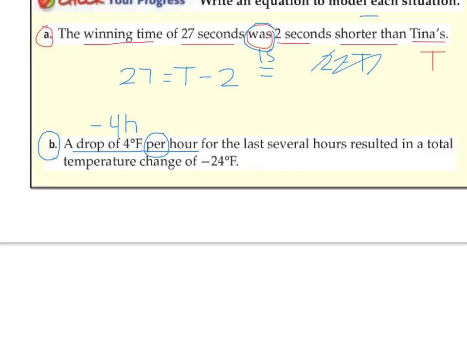And then it says for the last several hours resulted in a total. That seems like something happened and we got equal to a temperature change of negative 24. So here I write, well, if the temperature is dropping negative 4 degrees every hour and I end up at negative 24, I can find out how many hours it dropped for. So this would be my equation.